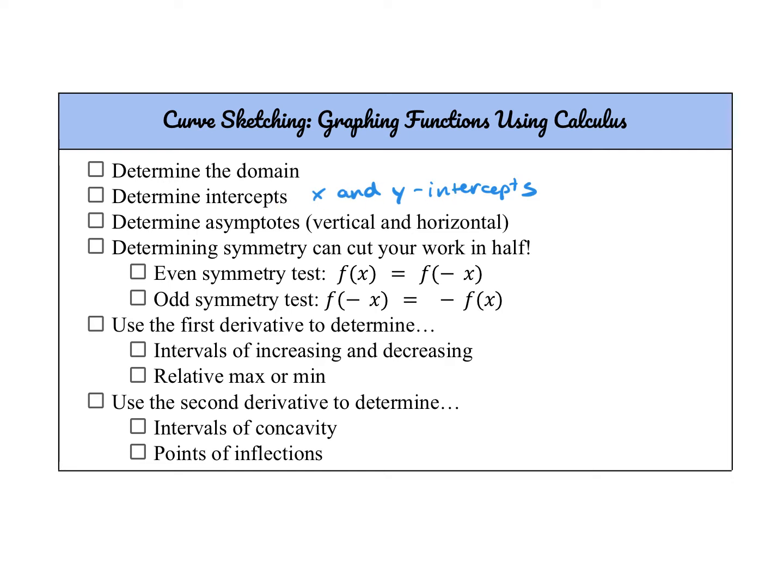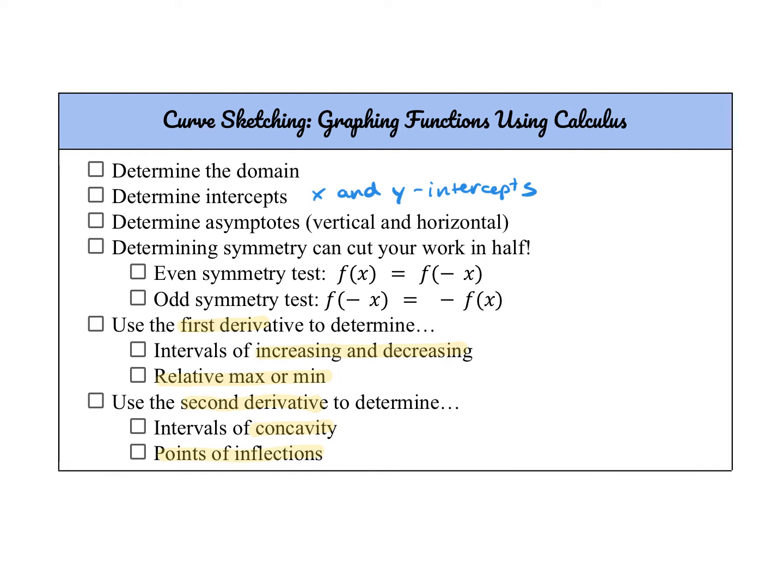And then, just to help us get an even more accurate graph, besides just our intercepts and our asymptotes, we're going to use our first derivative to determine when our graph is increasing and decreasing, and to help us find a relative max or min, so we can use that first derivative test. And then we're going to use our second derivative to determine the intervals of concavity, so where we're concave up and concave down. And we're also going to use it to determine our points of inflection, which is where our graph changes concavity.